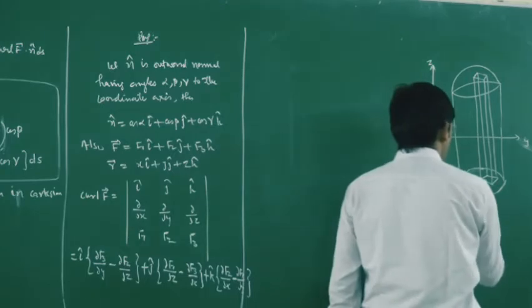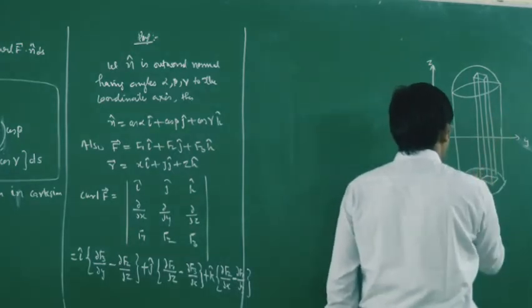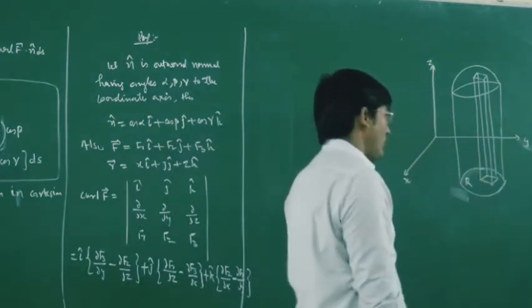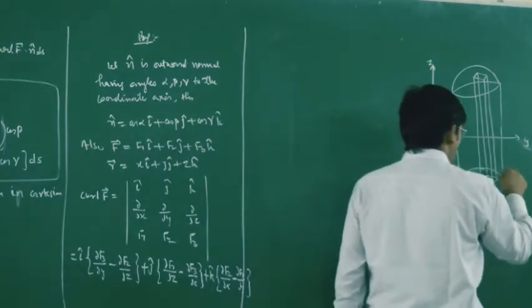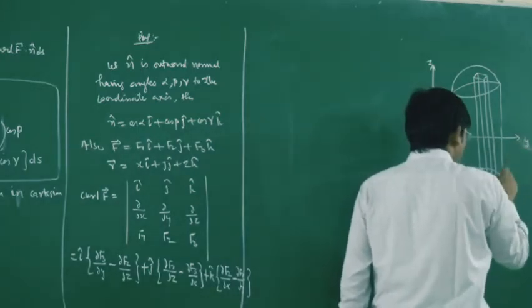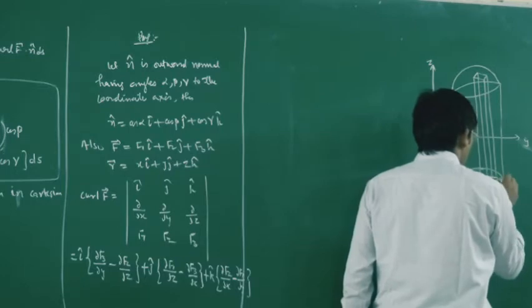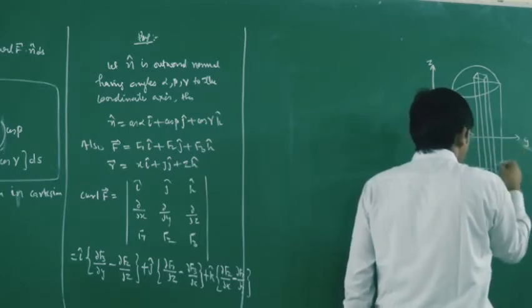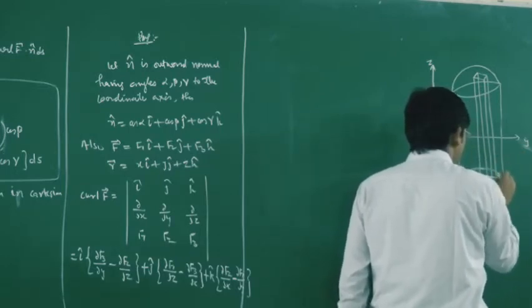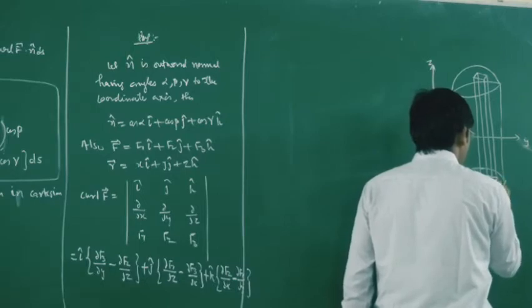So this is your projection of this surface in the xy plane, and say this is your R, and now this will be parallel to your y-axis, so this will be your dy and this is your dx. So this area will be your dx into dy.